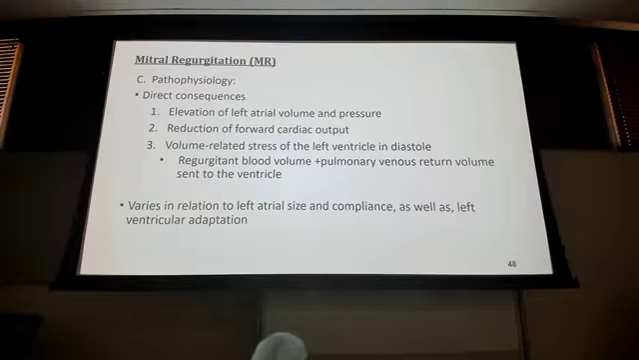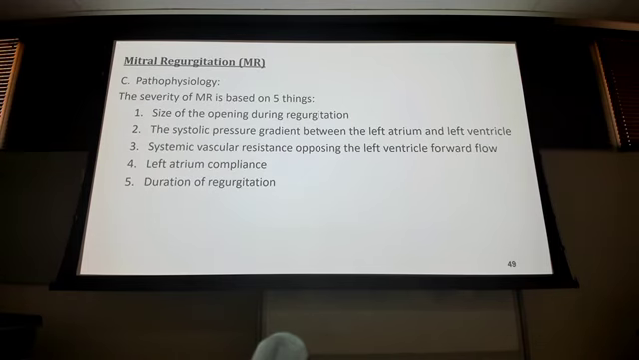And mitral valve regurgitation can lead to elevated pressures in the left atrium and left ventricle, and then it can lead to reduced cardiac output. Okay. So those are the consequences of it. And the severity of that regurgitation is going to be based on 5 things. So what's the size of the opening during regurgitation? Is it a little pinhole, or is the entire surface area of the mitral valve open? So what's the amount of volume that can actually go through that opening?